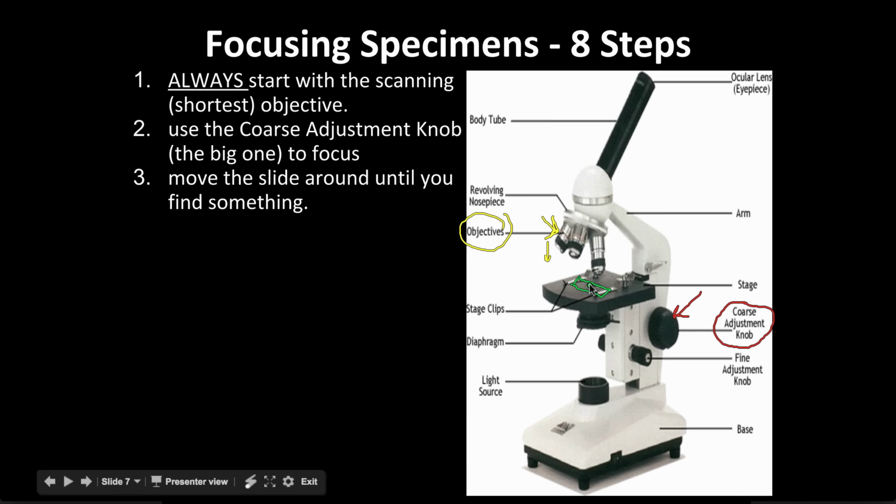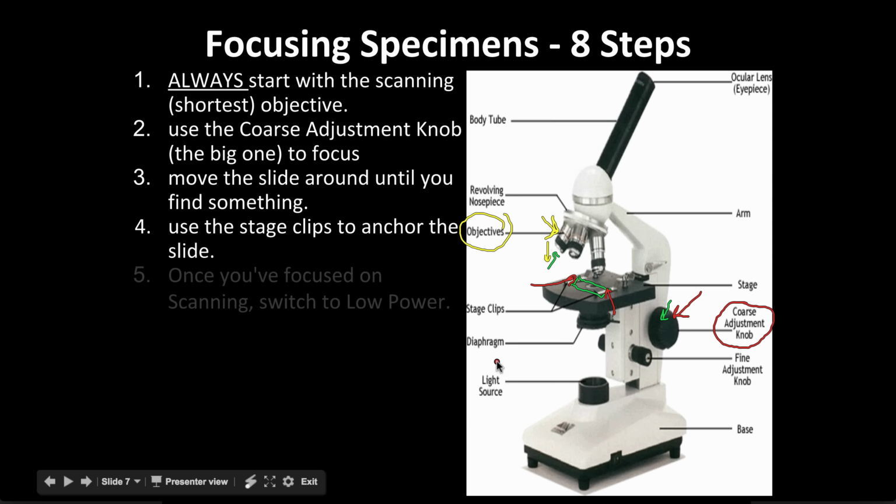The biggest danger with a glass slide is if you don't start with the shortest objective like this one and you put the long one on here and then you turn this coarse adjustment knob, you're going to end up pushing this objective through the glass slide and breaking it. So we have a glass slide in there. We're going to move it around until we see something. We're going to use the stage clips to anchor it. Where are our stage clips? Our stage clips are right here. You can see those metal things right there. Stage clips are going to hold the glass slide down. You pick them up, set them on the top.